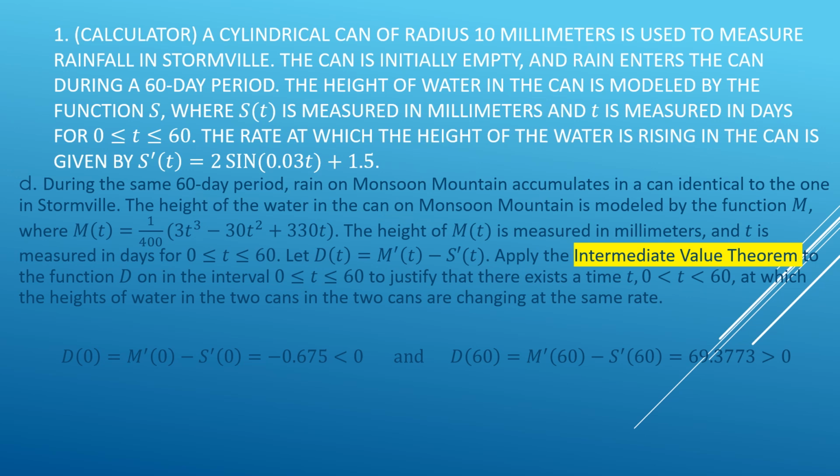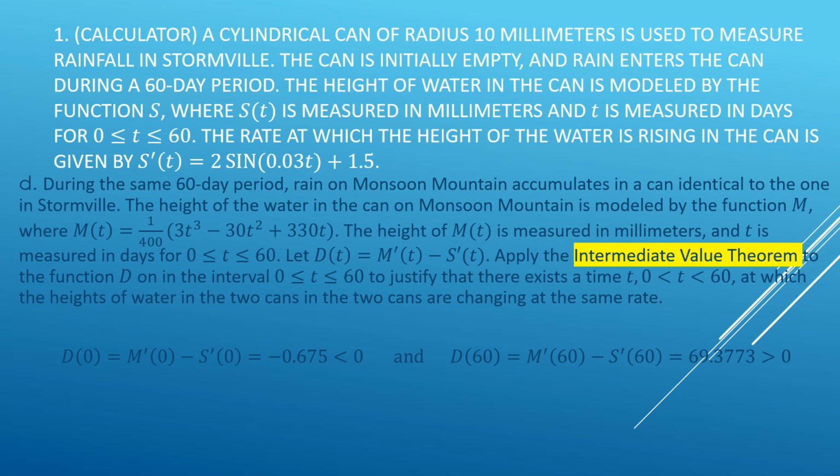So what I did first was I checked D of 0. This is the technique or the tactic that you want to use to approach this. I took my first endpoint, which was 0, and I checked what D of 0 was, and I got negative 0.675. So again, I did n prime of 0 minus s prime of 0. I got negative 0.675. I know that that is a number that is less than 0.